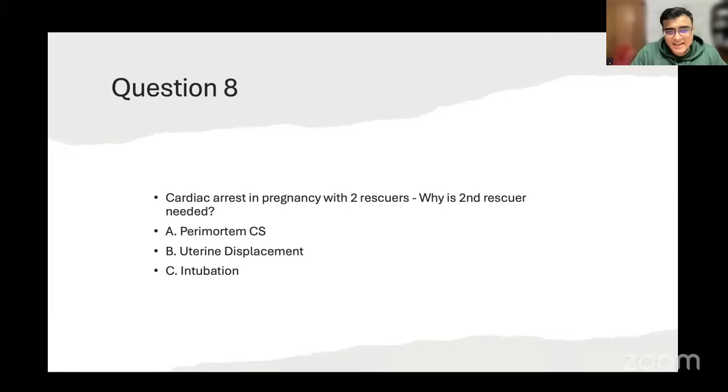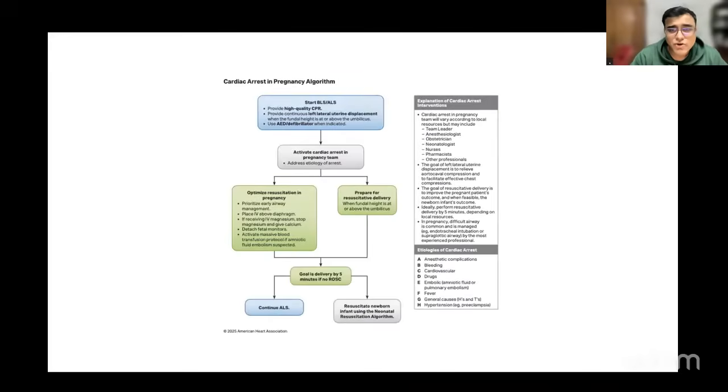So, cardiac arrest in a pregnant patient with two rescuers. Why is the second rescuer needed? The answer is, according to the algorithm, you have to provide continuous left lateral uterine displacement. So the second rescuer is for left lateral uterine displacement whenever you have cardiac arrest in pregnancy. Okay, so the second rescuer is for that.